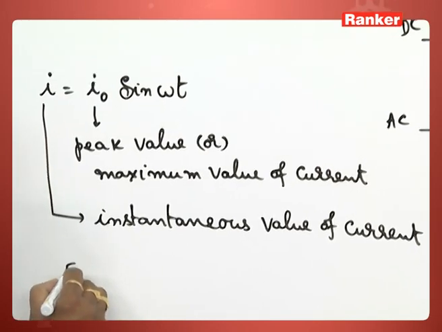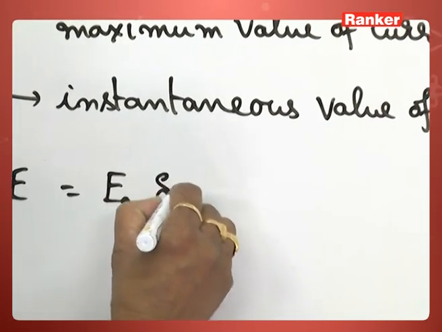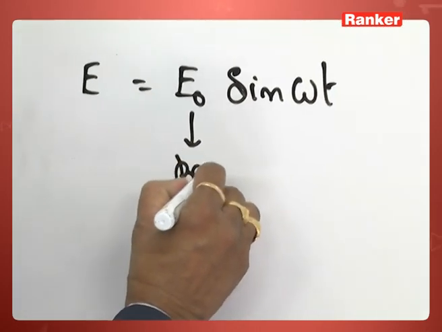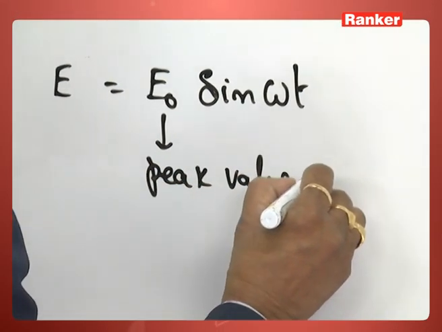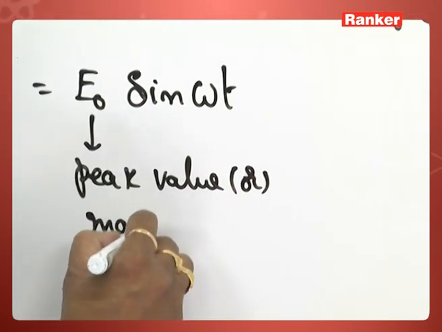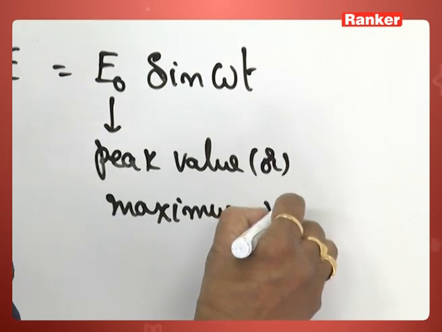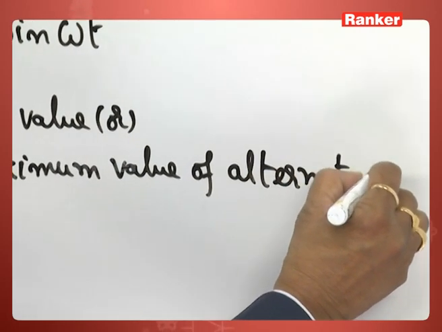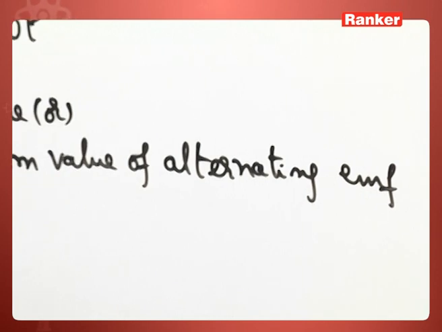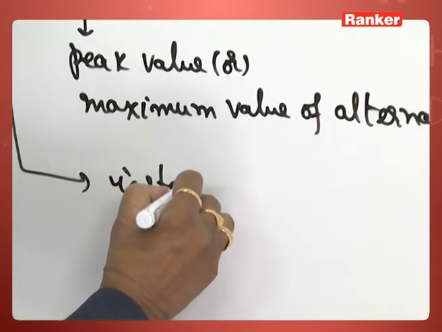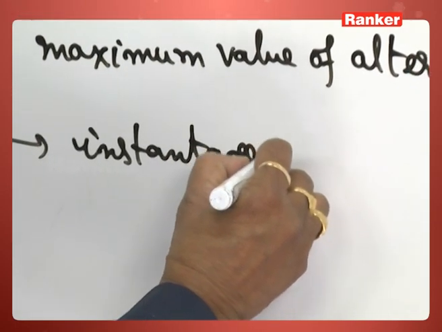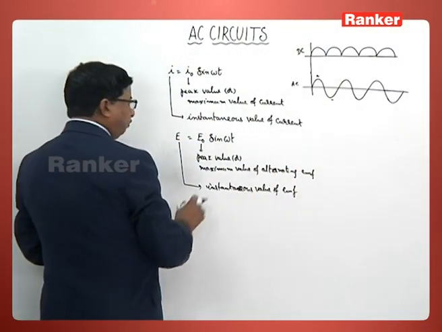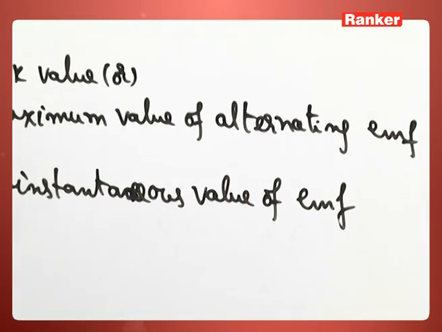Exactly in the same manner, E can be written as E naught sine omega t. Once again, one can understand E naught is either the peak value, or you can even call it the maximum value of alternating EMF. Whereas this E again is called the instantaneous value of EMF. So this is the version generally what we take.